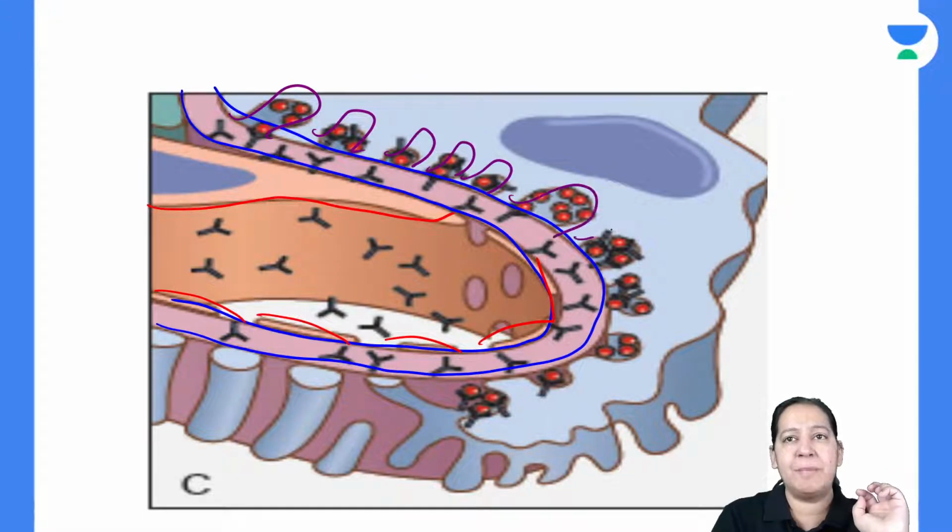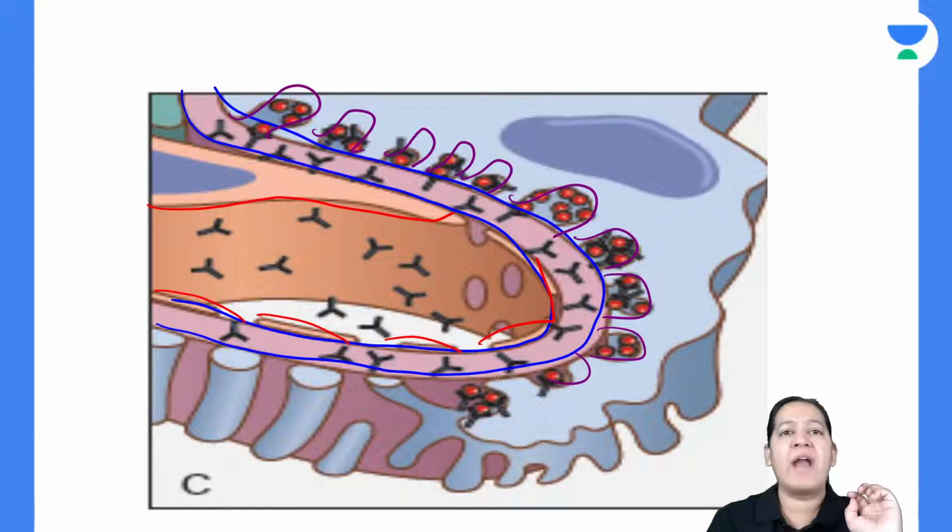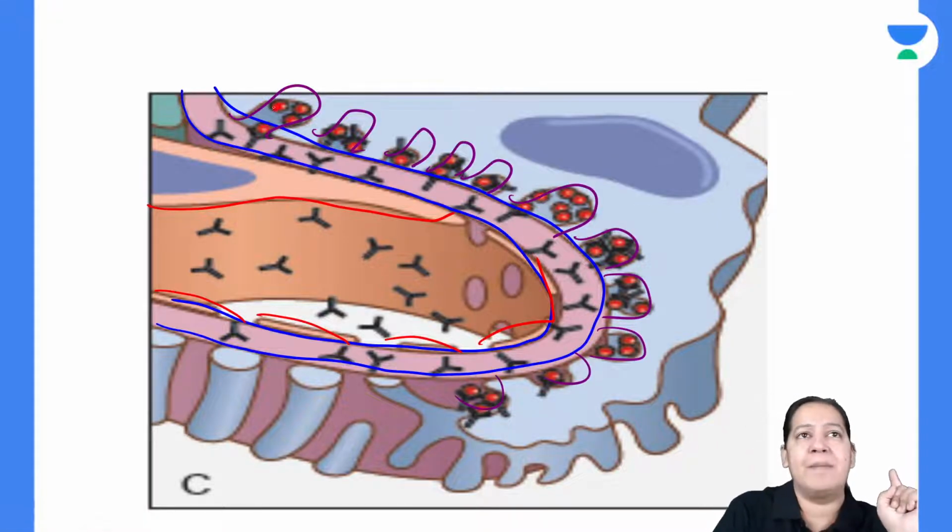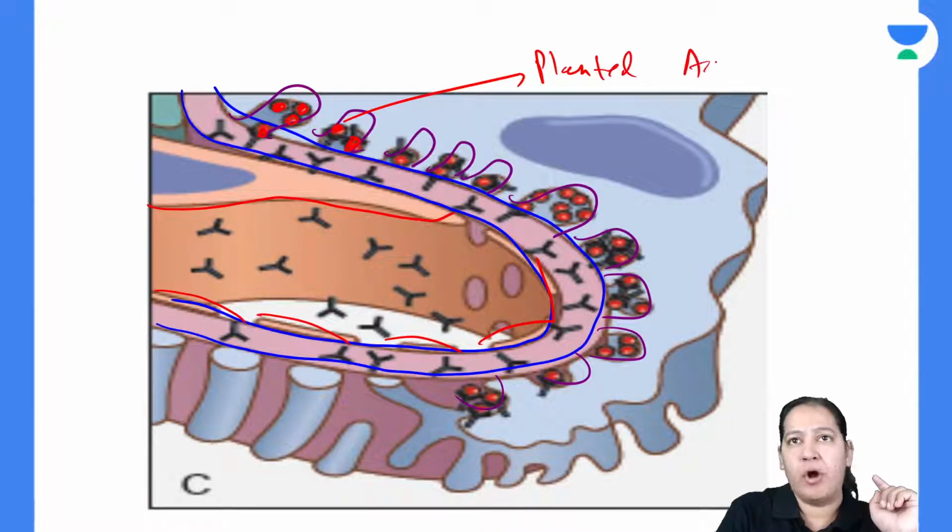On the podocytes, please appreciate the red dots. Can you appreciate the red color dots? That is the planted antigen, that is the bacteria. So bacteria is planted. It is a planted bacteria, planted antigen on the podocyte.